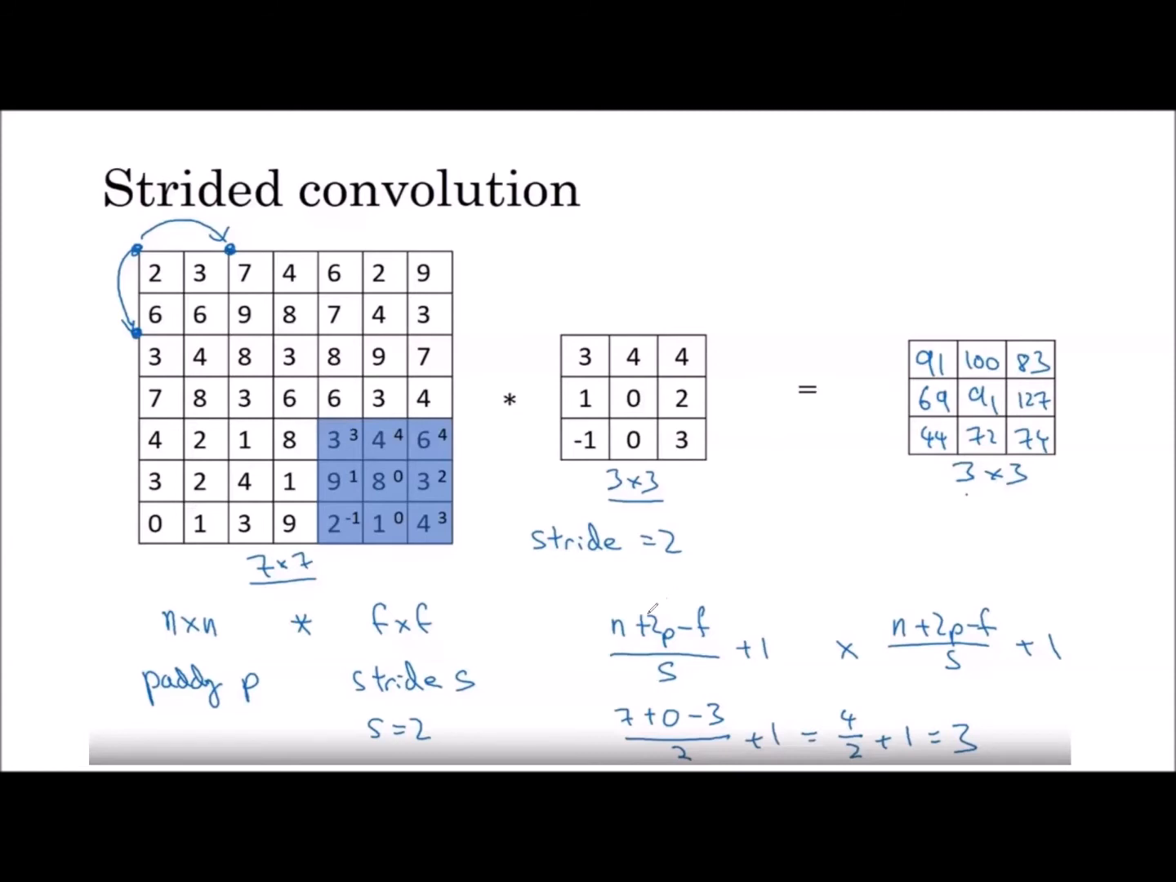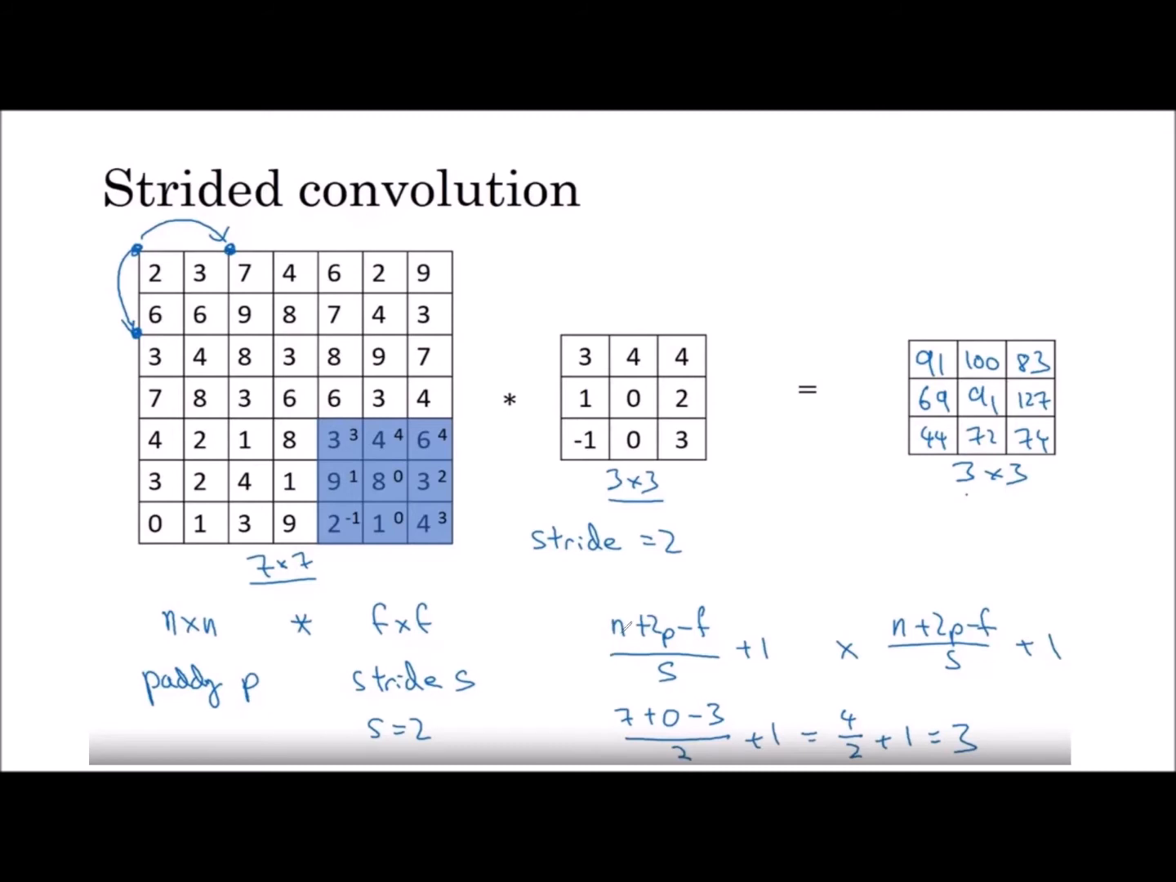As we already discussed, when we do not use padding, it is n minus f plus 1. When we implement padding, we add plus 2p. And when we implement the stride, it is (n plus 2p minus f) by s plus 1. The only difference is that we divide by s and add plus 1.